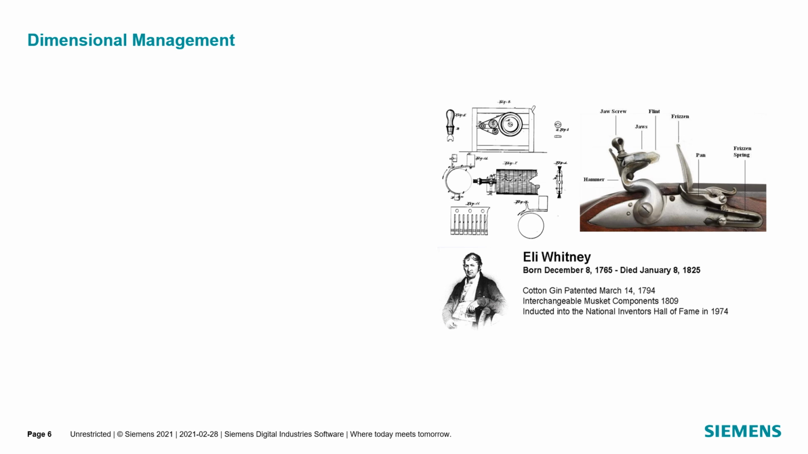interpretation. Perhaps the first instance of this discipline came about during the first industrial revolution over 250 years ago, when Eli Whitney basically started a way to communicate dimensional requirements when he invented the cotton gin and interchangeable musket components. This has evolved over time to become what we call dimensional management.